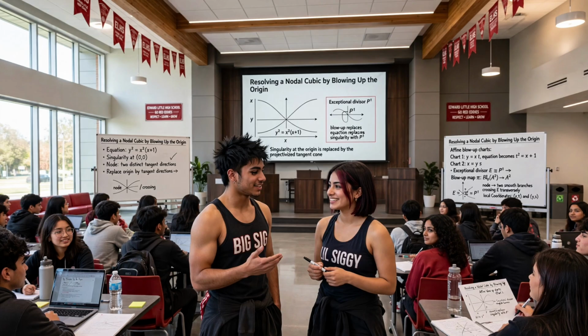Okay, I can visualize that. And in our specific case, because the two tangent lines are entirely distinct, they have completely different slopes, we classify this singularity as an ordinary double point. Or a node, right. I think I've heard that term. Yes, more commonly known as a node.